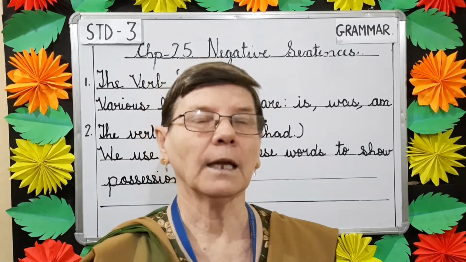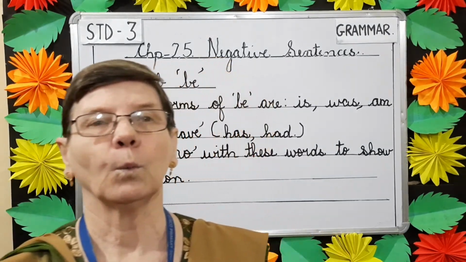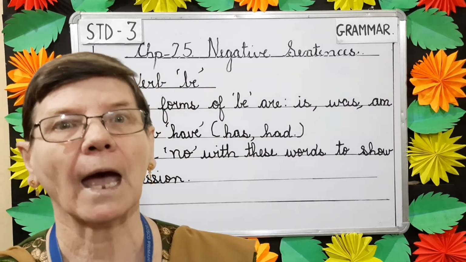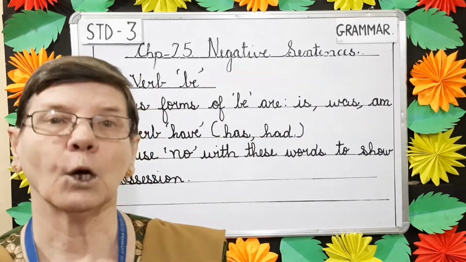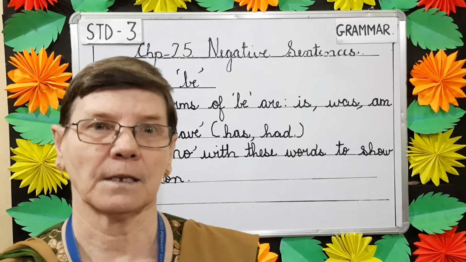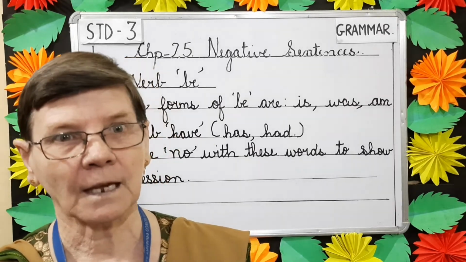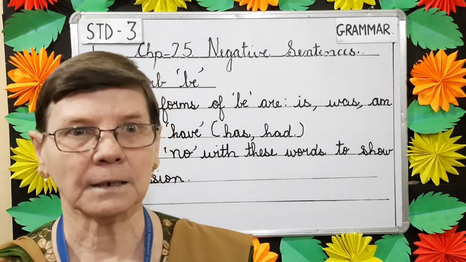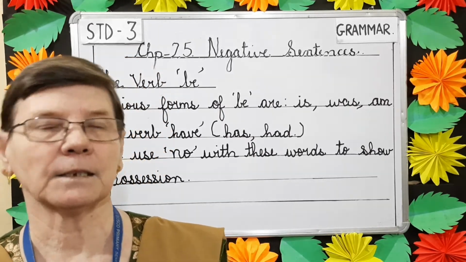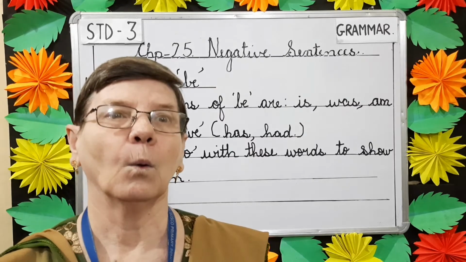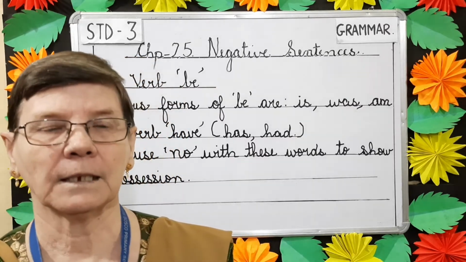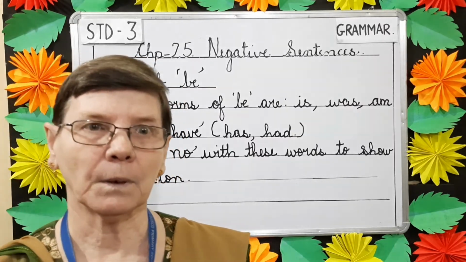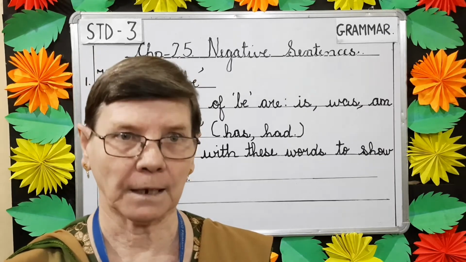So, in a negative sentence, we use no and not. Now, what is a negative sentence? A sentence having no or not in it is called a negative sentence. While forming negative sentences, we keep a few points in mind.